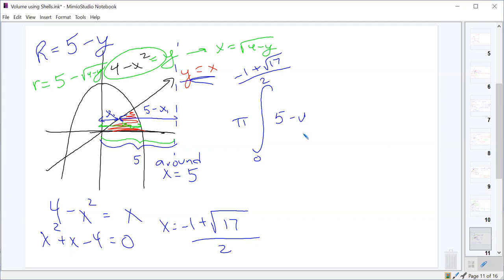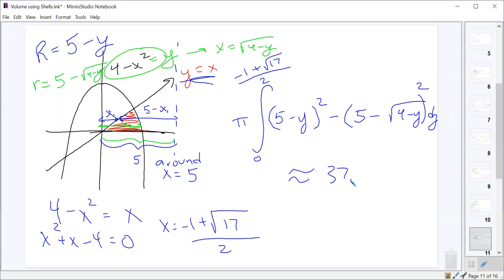So it's the integral of (5 minus y) squared minus (5 minus root 4 minus y) squared, dy. And then somebody approximate that, and then we'll be done for the day. And then we will be done with everything that is required for the AP test. Yes, Austin. 37.694. Anybody else agree with that? I like to have two people in agreement at least. Yeah. Great.